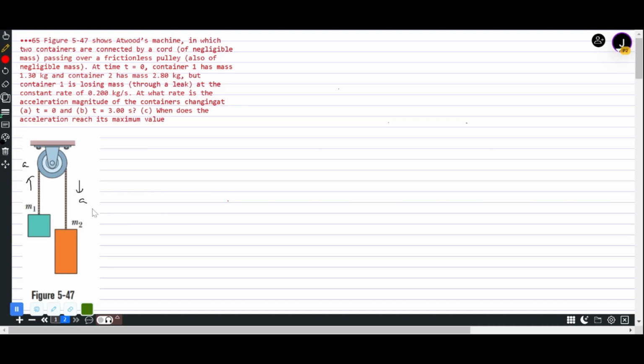massless and frictionless types. So at time t equal to 0, container 1 has mass 1.3 kg, and container 2 has mass 2.8 kg. But container 1 is losing mass here as it moves. So there is a dm by dt component here. That makes this problem slightly different. So container 1 is losing mass, and we have to find acceleration at certain times, which are t equal to 0 and t equal to 3.